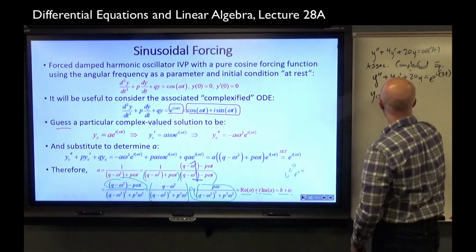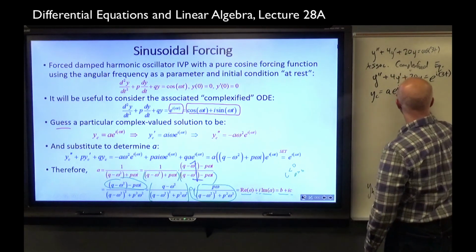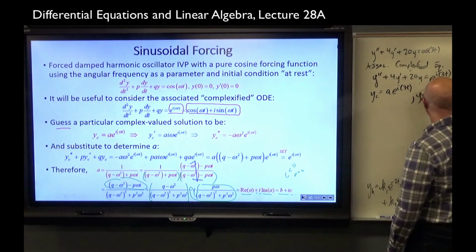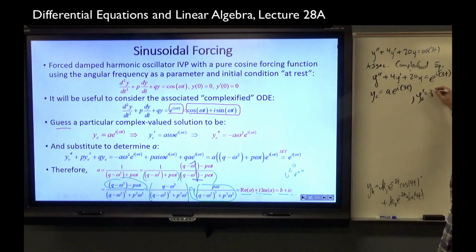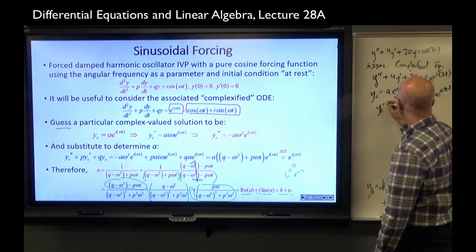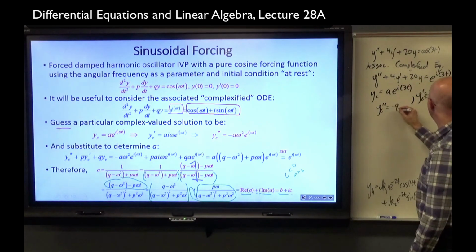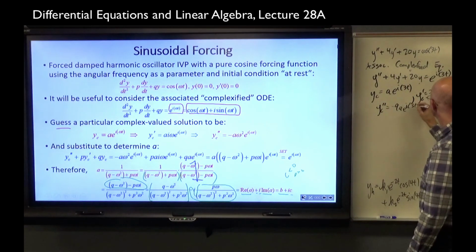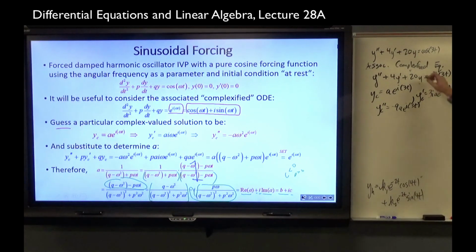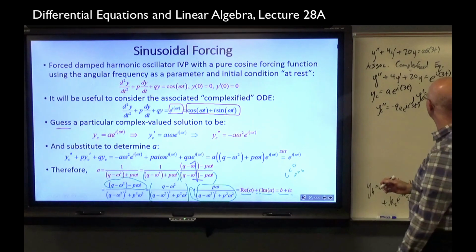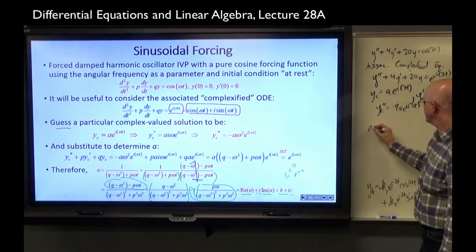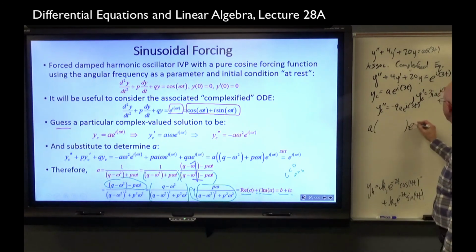Once again, you guess y_c is a e to the i 3t. So y_c prime is going to be 3i a e to the i 3t. And y_c double prime is going to be negative 9a e to the i 3t. When you substitute that into the differential equation and set it equal to this thing, you're going to again be able to factor out an a. You're again going to be able to factor out an e to the i times 3t. Set that equal to the right side, e to the i 3t. What goes inside the parentheses?